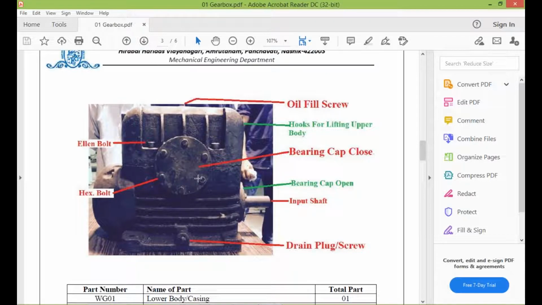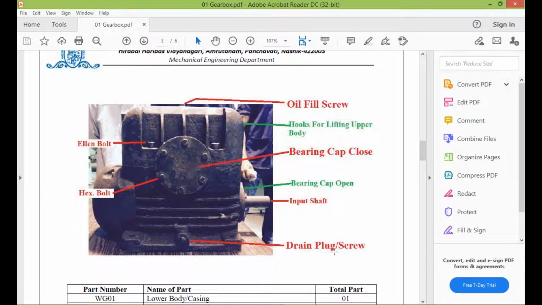What are the different parts present in the gearbox? This is the one gearbox. Here is the input shaft, pay attention, and here is the bearing cap cover, the open side bearing cap. Why is it called open side? Because the bearing cap has a hole, and through this hole the shaft comes outside. And here is also a bearing cap, but it is the closed type because there is no hole and the shaft does not come out through that bearing cap.